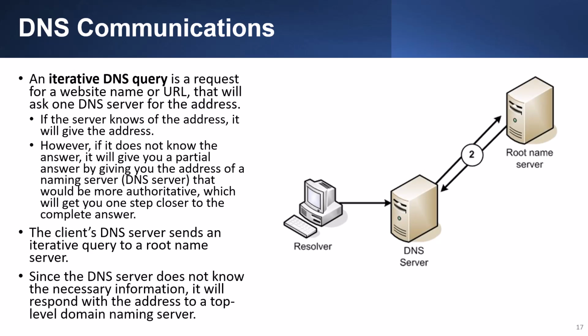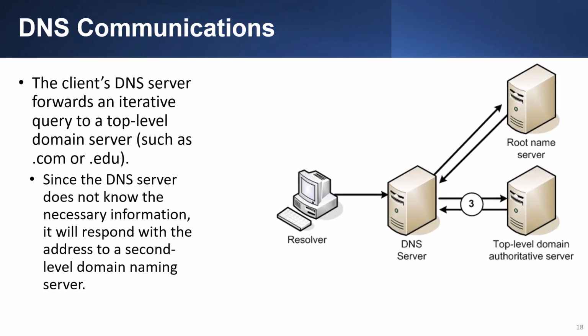An iterative DNS query is a request for a website name or URL that asks one DNS server for the address. If the server knows the address, it will give it. However, if it does not know the answer, it will give you a partial answer by giving you the address of the naming server or DNS server that is more authoritative, which will get you one step closer to the complete answer. The client's DNS server sends an iterative query to a root name server. Since that server does not know the necessary information, it will respond with the address of a top-level domain name server.